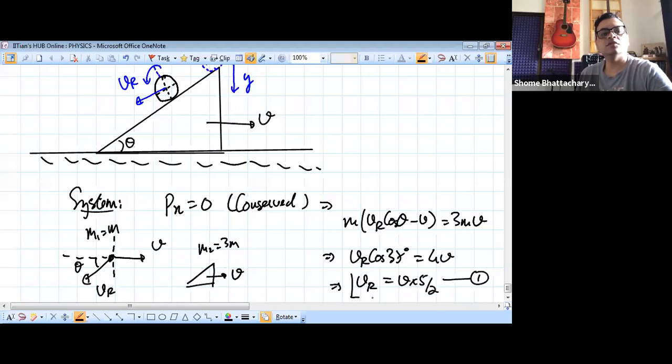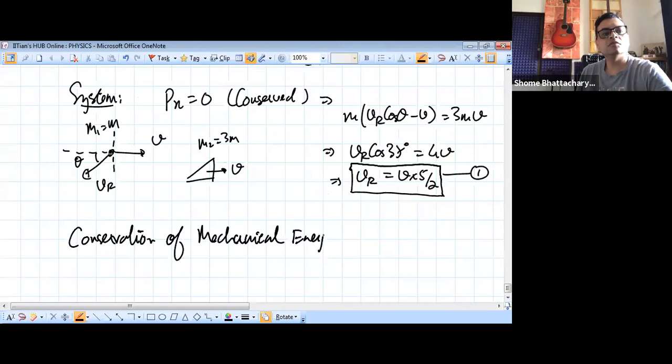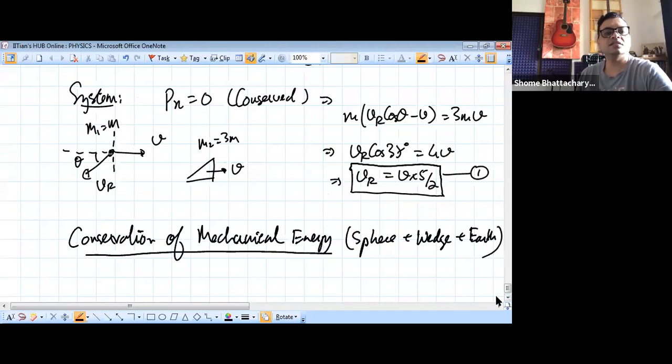That's equation 1. So at any point of time there is this kind of constraint relation between the linear velocity of the wedge and the relative linear velocity of the center of mass of the sphere with respect to the wedge. Then we have conservation of mechanical energy of sphere plus wedge plus the Earth's gravitational field taken as a system.